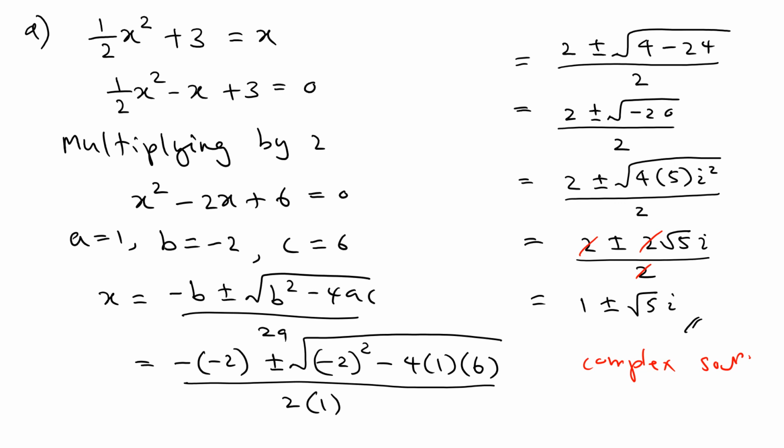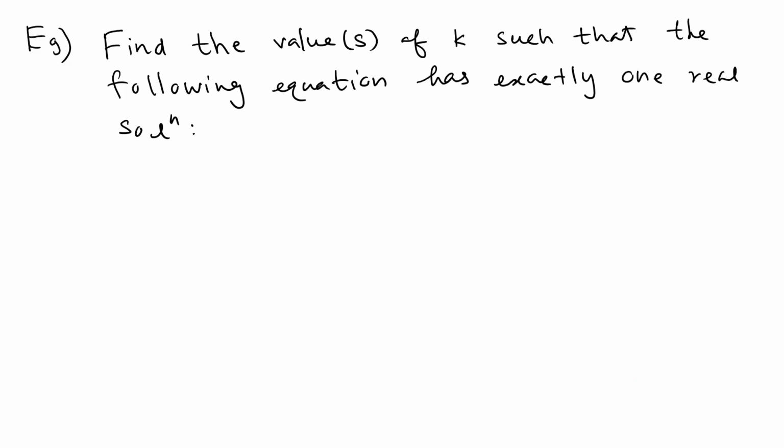Okay, so let's do one last example. It's a different type of application. So let's look at this problem. It says find the values of k such that the following equation has exactly one, that's the important part, exactly one real solution. So we can look at the problem x squared plus kx plus 3 equals 0.